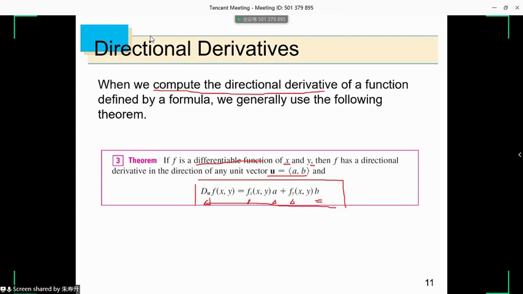So this is the formula to compute the directional derivative. This one is also important. So please write this one in your notebook also. Write this formula in your notebook. We have to use this one to compute the directional derivative. So if we can get the partial derivative for x and for y, we can get the directional derivative.